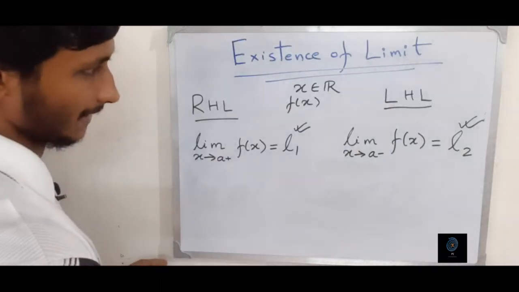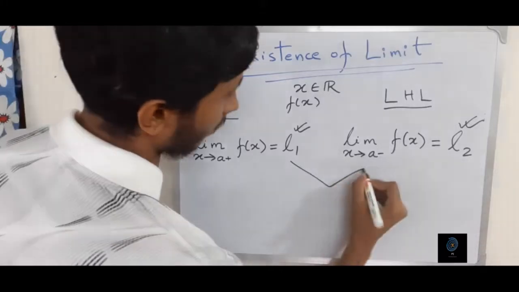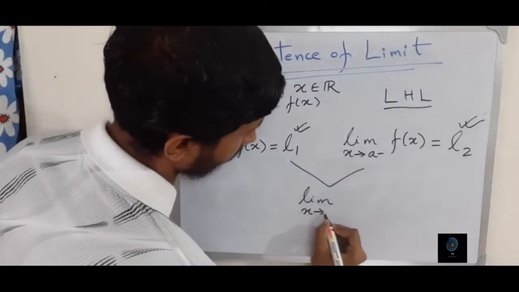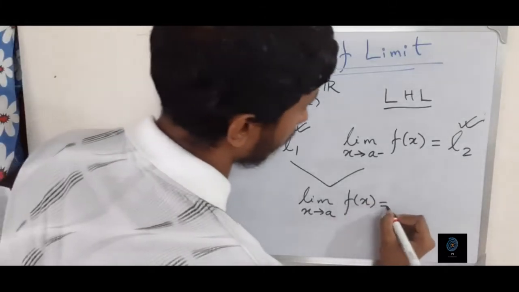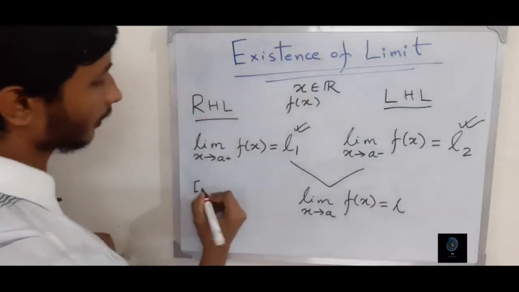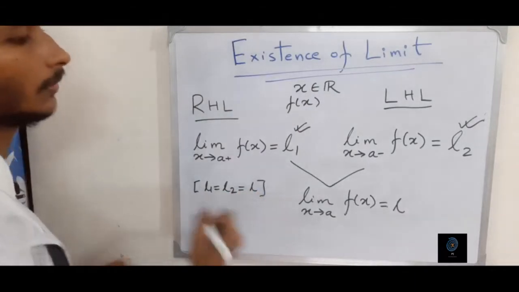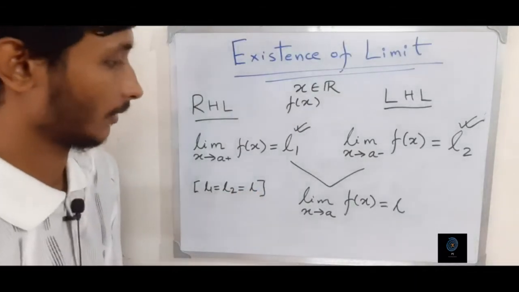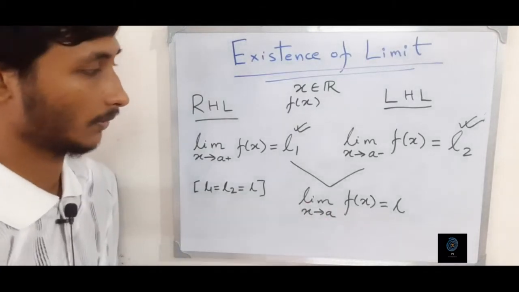And in general, if these two values are equal, then we can write limit x tends to a f(x) equal to L, where we can consider that L1 and L2 both are equal and it is equal to L. That is, either x approaches a from the left hand side or from the right hand side, doesn't matter, f(x) will always approach the value L.